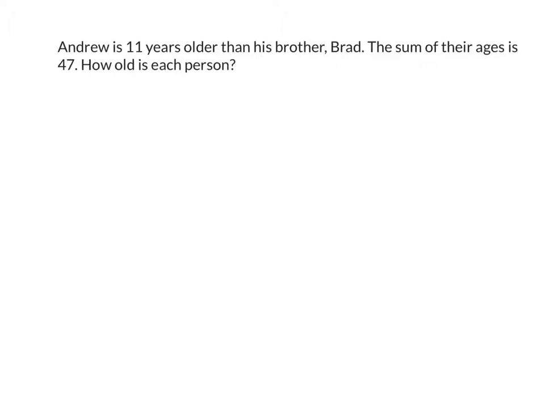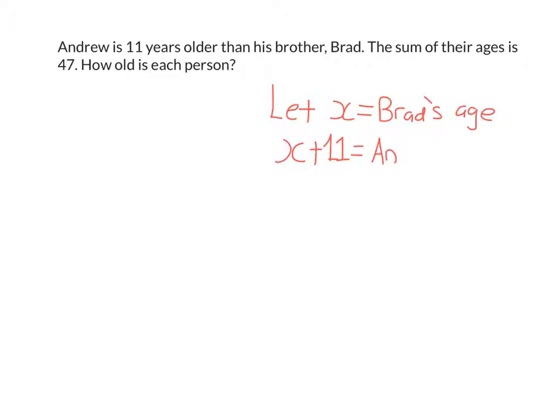So once again, when we have two quantities, we're going to let x be the smaller quantity. So the smaller number here is Brad's age. So I'm going to let x be Brad's age. And I have to write Andrew's age in terms of x. I don't introduce another letter like y for Andrew's age. I want to write Andrew's age as x plus something or x minus something or whatever. So if Andrew is 11 years more than Brad, he is Brad's age plus 11. That is Andrew's age.